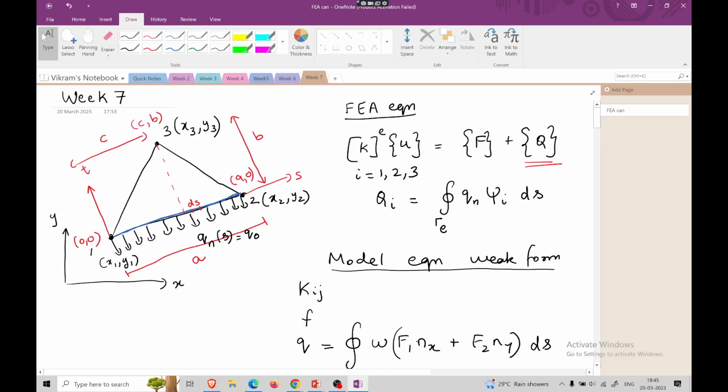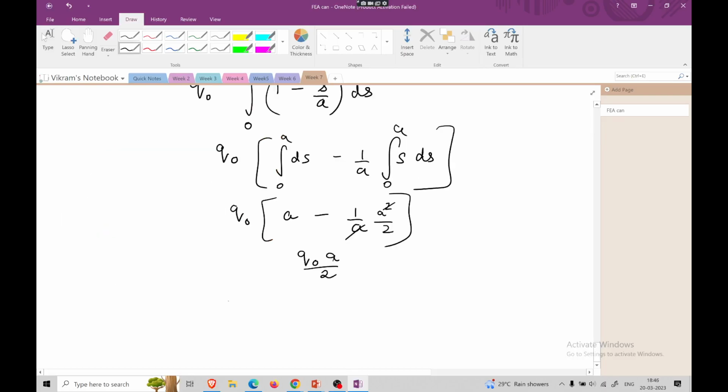So this will be Q0 into a, and this will be 1 by a into a square by 2. So a minus a by 2, I will get Q0 into a by 2. So what is a? It will be h12. So my integral Q1 is nothing but Q0 into h12 by 2. So we calculated Q1.